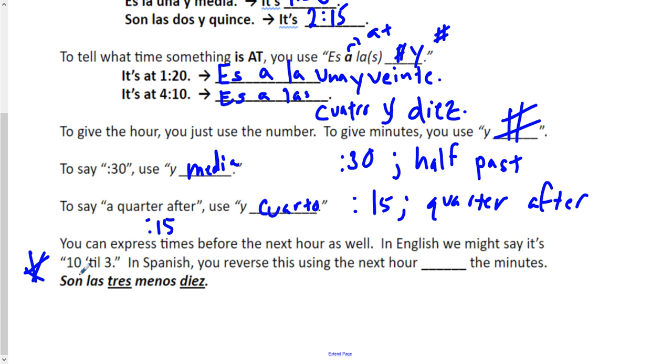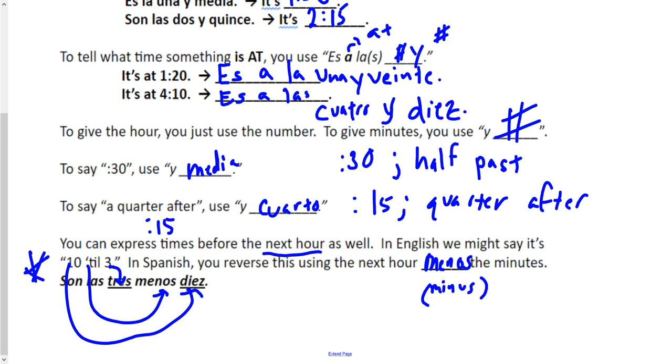Okay? In English, we sometimes say it's 10 till 3, or it's 20 till 5, or it's a quarter till 4. We say the time before the next hour. In Spanish, you reverse this. You say the hour, so in this case, 3, menos, meaning minus, and then the minutes. So you would say son las 3 menos 10.